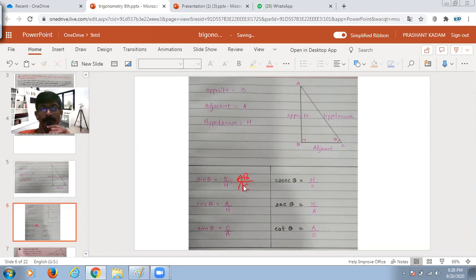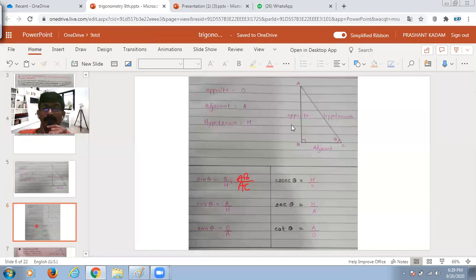Yes. So what is sine theta? Sine ratio is opposite upon hypotenuse. So sine theta is opposite upon hypotenuse. Opposite is AB, and hypotenuse is AC. I hope you understood this.